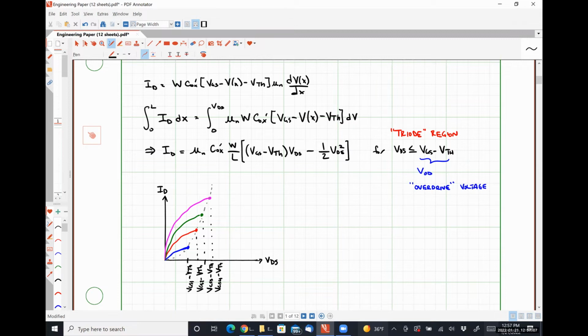Now, because of this square dependency on VDS, we should expect them to actually fall down after they reach the top or the peak of their arc. But since this equation is only valid for when the overdrive voltage is below this, that's why we're going to stop our graphs right here. So this region of our graph to the left of this parabola is our triode. Okay.